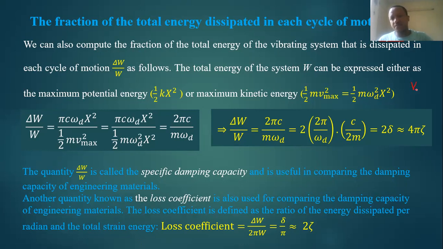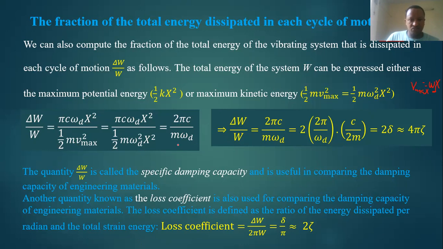V max is equal to omega d times x, where x is the maximum amplitude of vibration. Substituting it, we can get this. So delta W over W is equal to pi c omega d x squared over half m omega d squared x squared, which is equal to 2 pi c over m omega d.